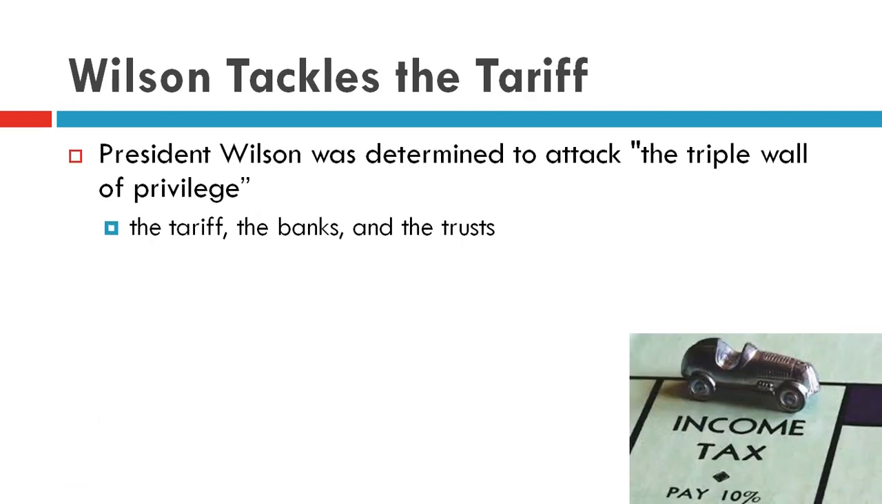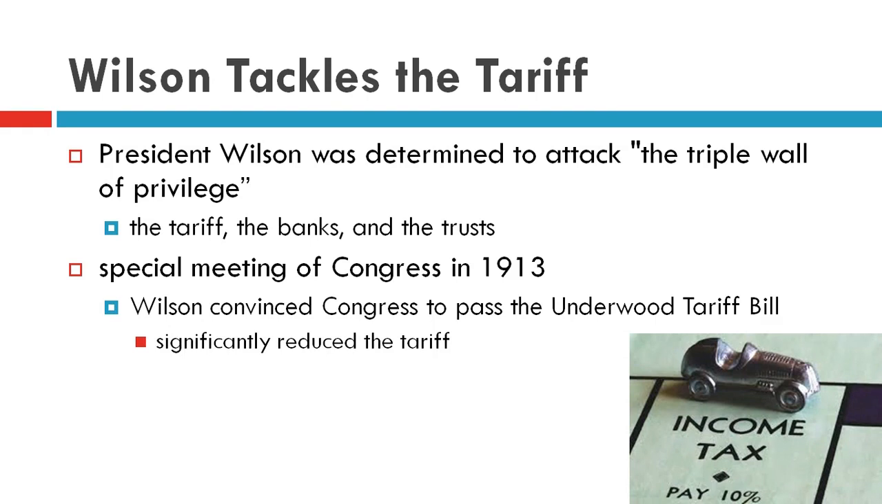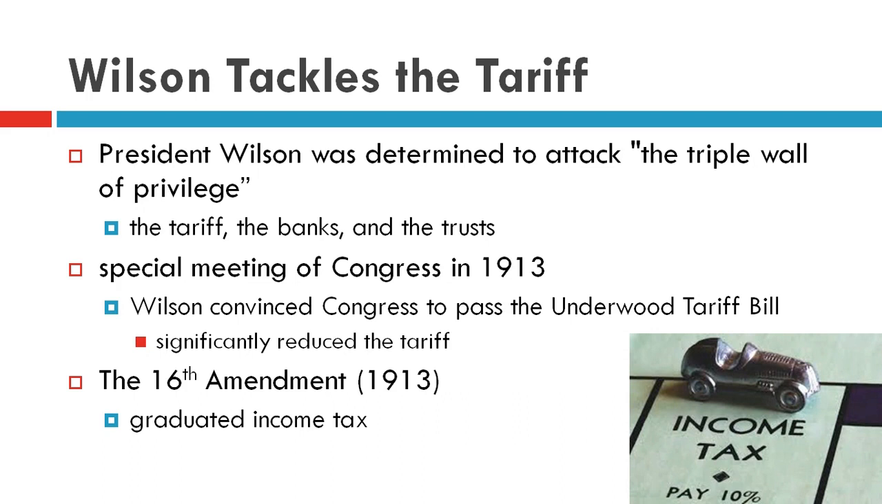President Wilson sets out to attack the triple wall of privilege, including the tariff, the banks, and the trusts. And so he calls a special meeting in Congress in 1913 to address the tariff. Here he convinced Congress to pass the Underwood Tariff Bill, which significantly reduced the tariff. And the 16th Amendment was also ratified in 1913, and this enabled Congress to collect a graduated income tax directly from the people.